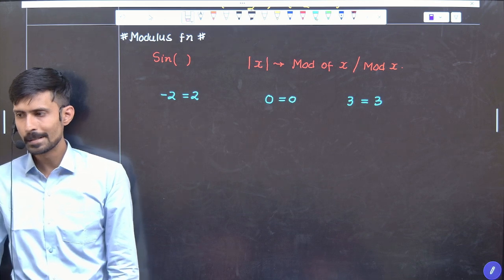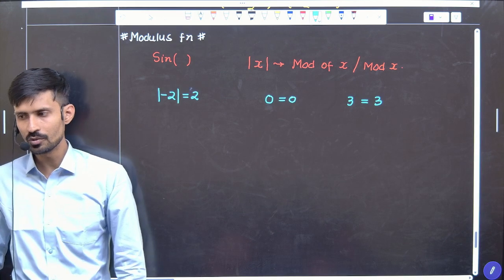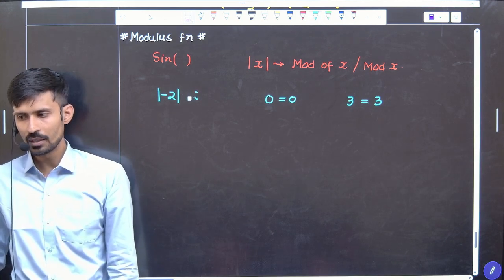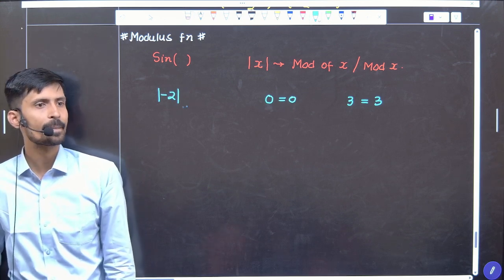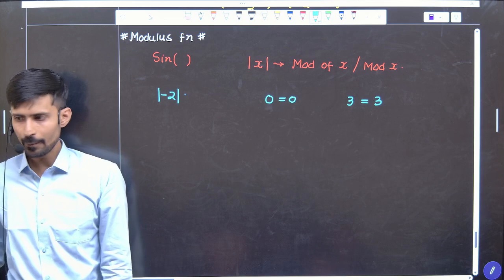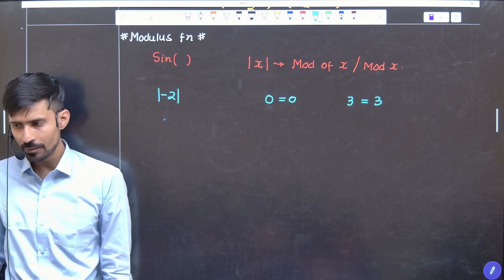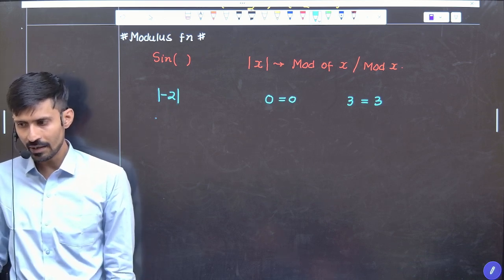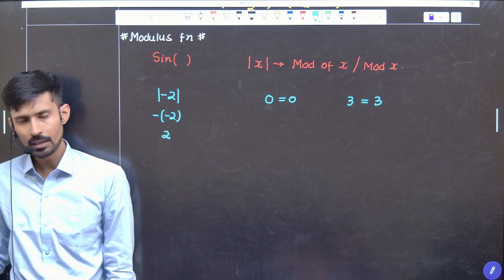Yes? So here, see this mod of minus 2. Now you tell me, what is the value of this? 2. I am going to remove modulus and I am going to generate 2. Because this number is negative, I will remove modulus. This is negative. I will multiply by a minus sign. Then I will write minus of minus 2 and that will become the answer plus 2.